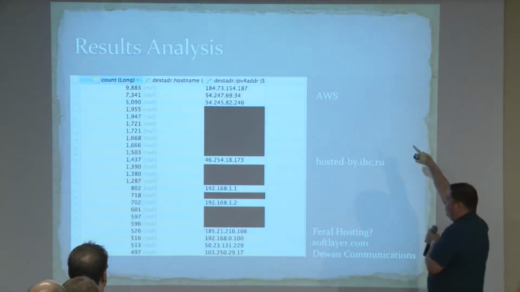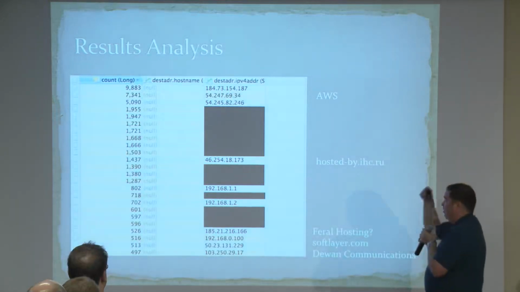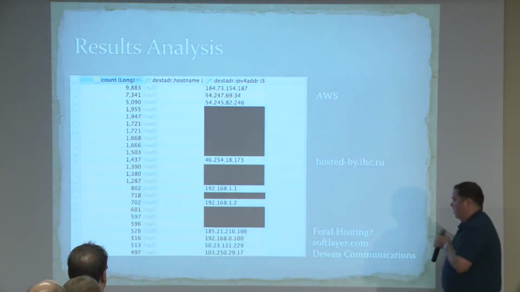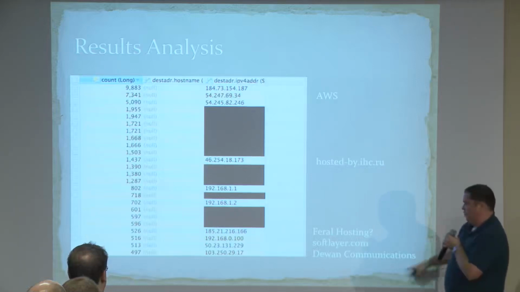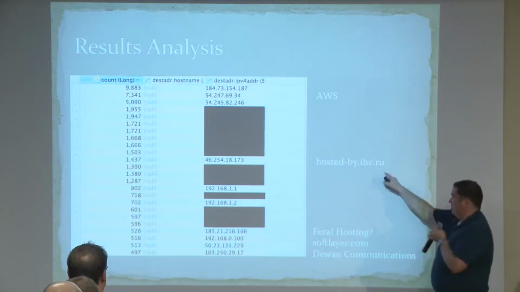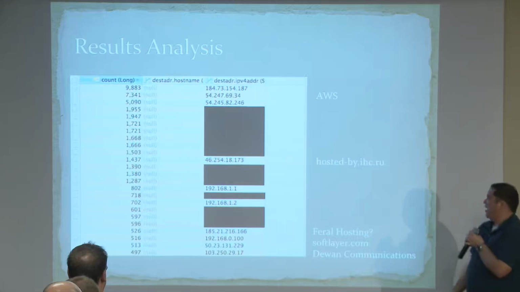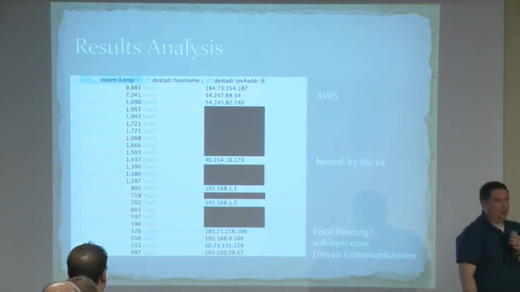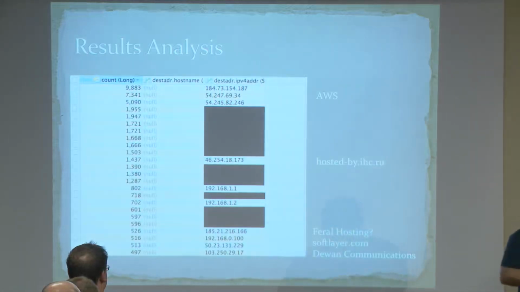So we see a few IPs at the top that it's talking to: Amazon Web Services, some weird feral hosting, I don't know about that. Dewan Communications again, this must be some back and forth. Softlayer.com, not sure of. But this one looked interesting. Hosted-by ihc.ru. That's weird. I've never talked to those guys before. So we know who this guy's talking to now.